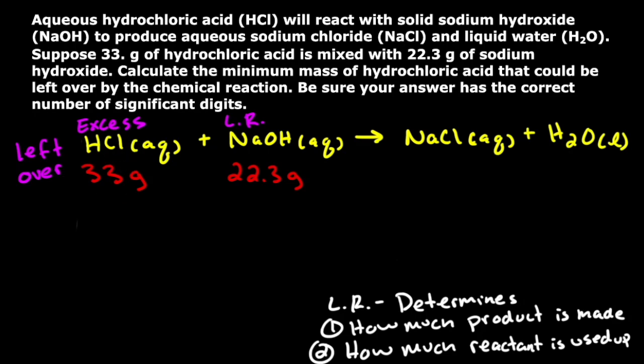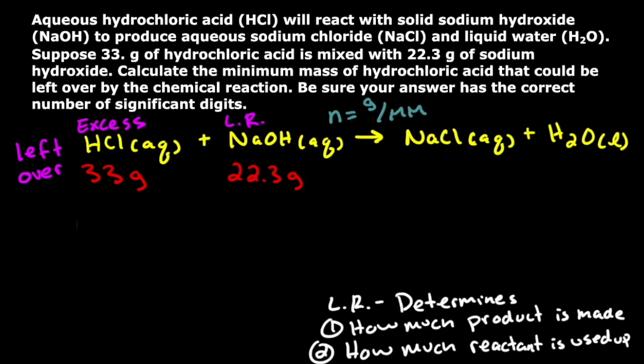So what I'm going to do is figure out how much of this 33 grams will be used up from this limiting reactant, and that will tell me how much of this will be left over. And so I'm going to first convert from grams to moles. To go from grams to moles, you're going to use this equation right here, and that is that a mole is equal to the amount in grams divided by the molar mass.